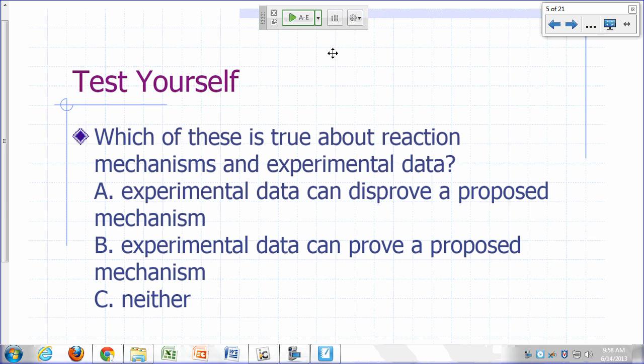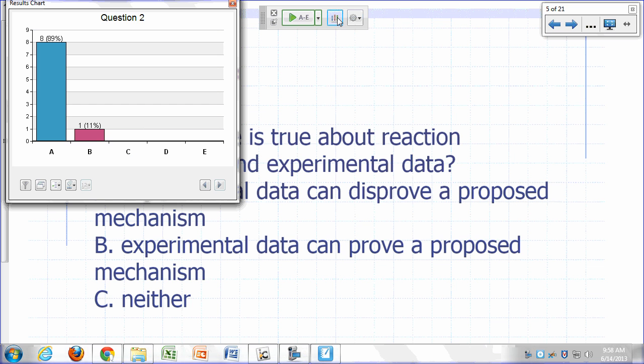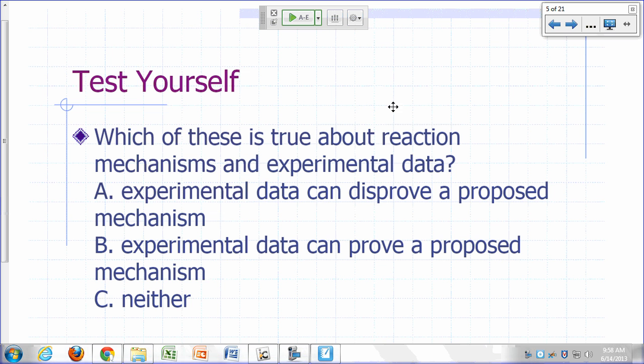All right. So what did we say about mechanisms? You can never prove them, right? But it takes one piece of information that's inconsistent with your mechanism to disprove it. Very good.